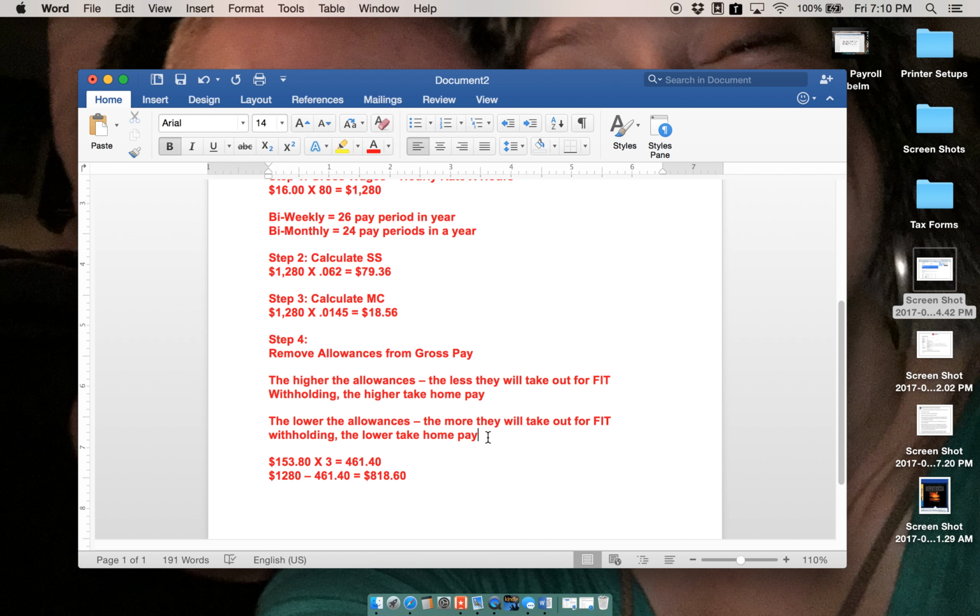Whereas in this example here, most likely if you are having your employer take out pretty much the max that can be taken out, then there's a good likelihood that you might not owe anything at the end of the year when you file your federal income tax return. Okay, so I hope that alone helps move you into step 4 a little bit more.